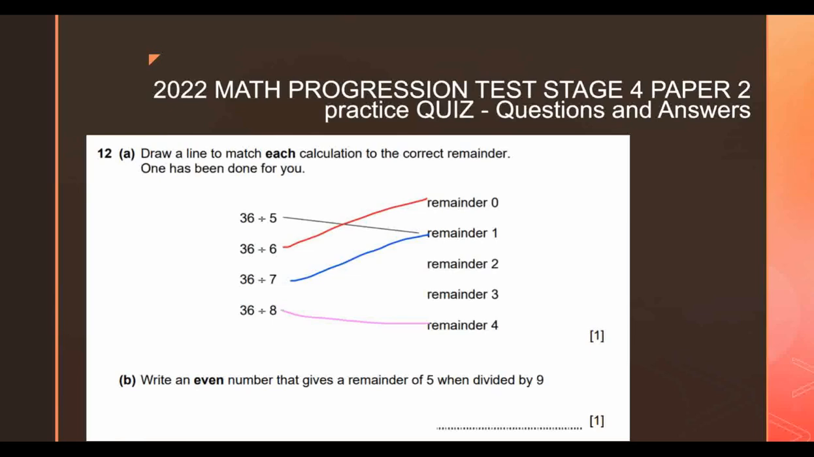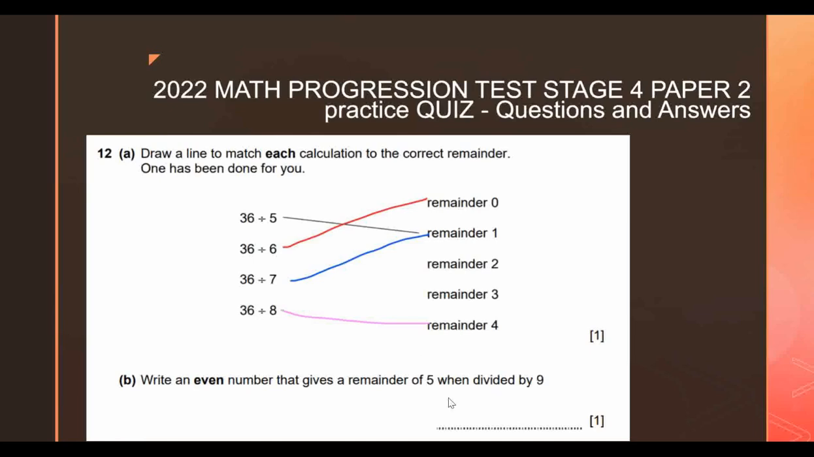7 times 5 is 35. Then 36 is 1 more than 35, so it remains 1. Now 36 divided by 8. The closest answer is 8 times 4, which is 32. Now 36, to go to 32, differs by 4. So the remainder is 4.